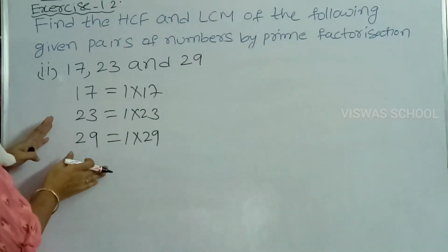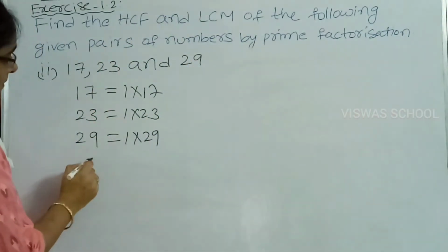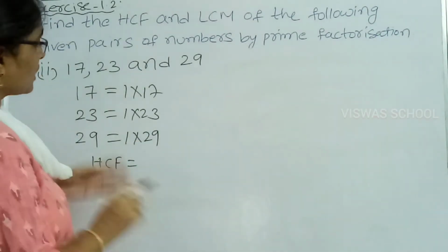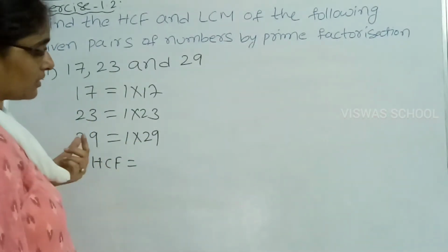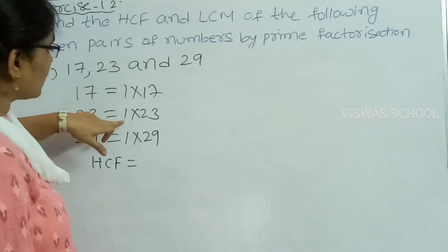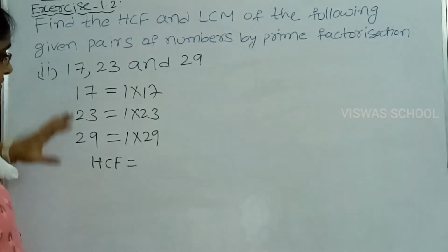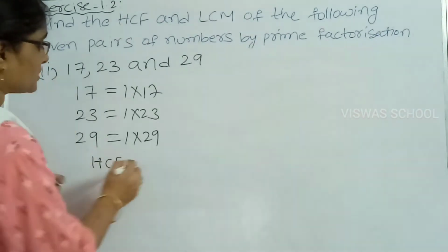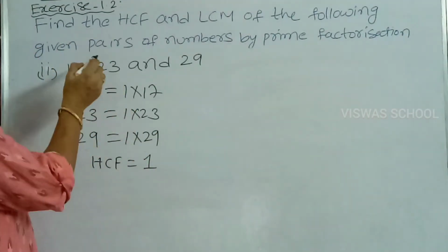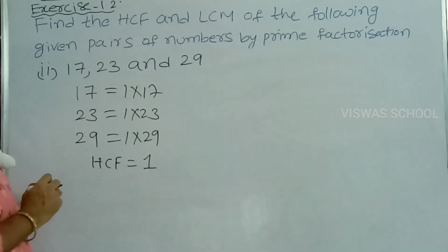In this case, the easy way to find the HCF and LCM is, HCF means what here? Common factor is the HCF. That is, common factor is what? Only 1 is the common factor of these prime numbers. That's why always HCF is equals to 1, if the given numbers are prime numbers.